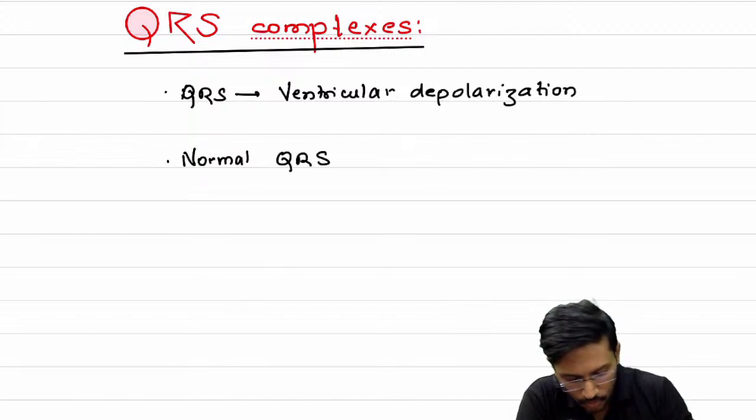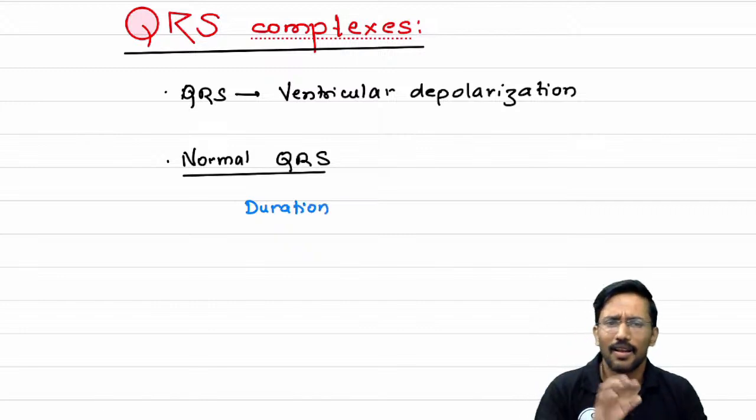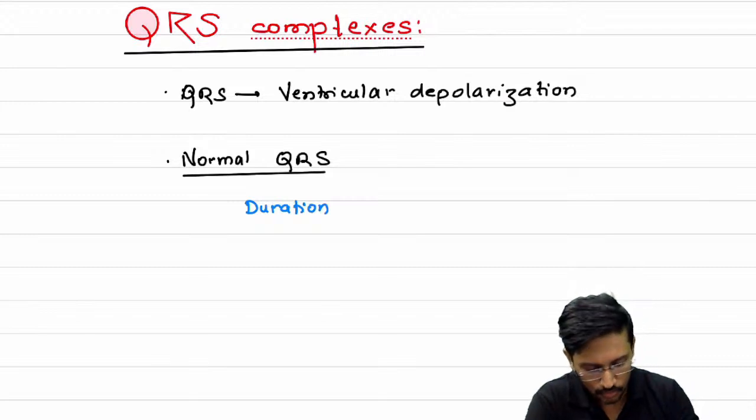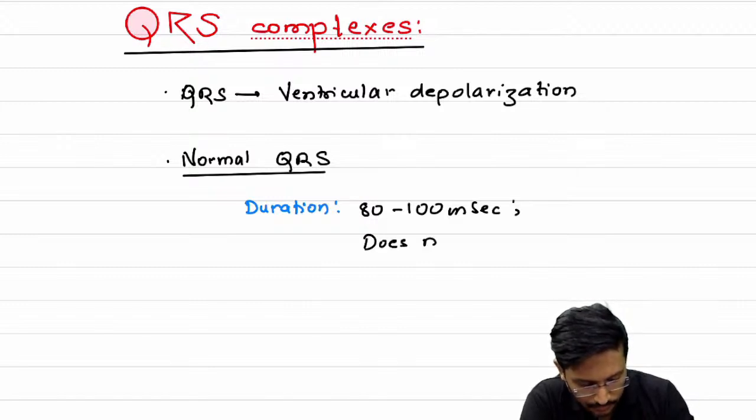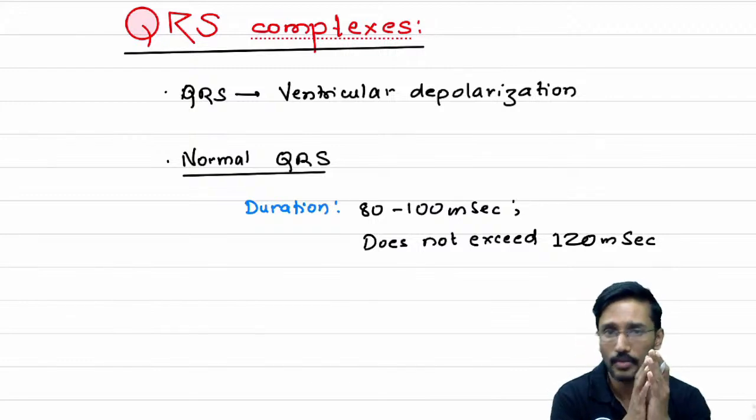Normal QRS complexes. The duration जो normal QRS का है, the normal QRS duration is around 100 milliseconds, not more than 120 milliseconds. So the duration is usually 80 to 100 milliseconds, and the point to note here, it does not exceed 120 milliseconds in normal physiological state. अगर ये 120 milliseconds से ज़्यादा है तो वो abnormal है, right?